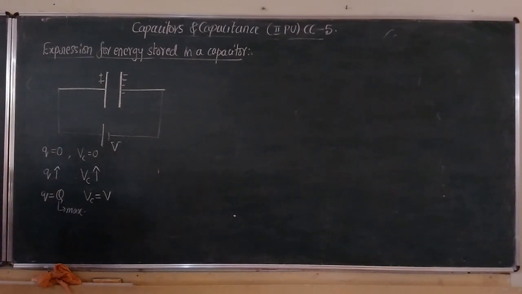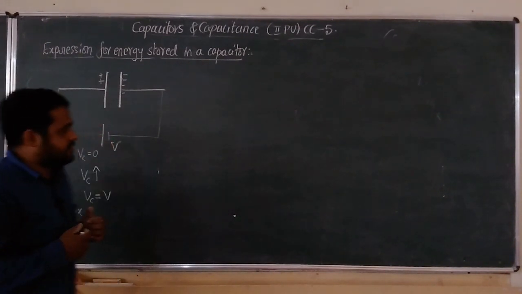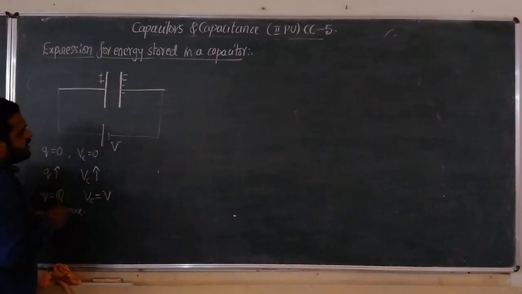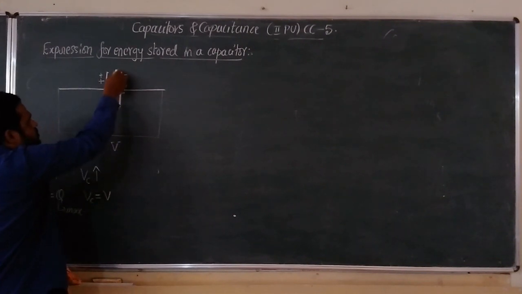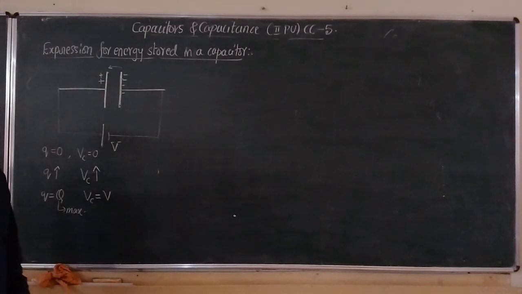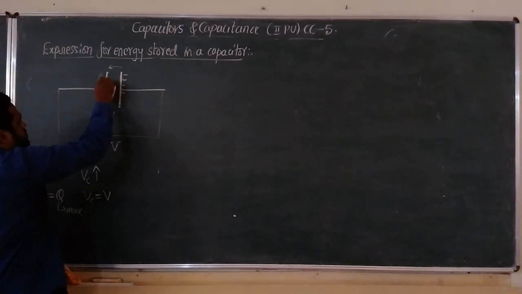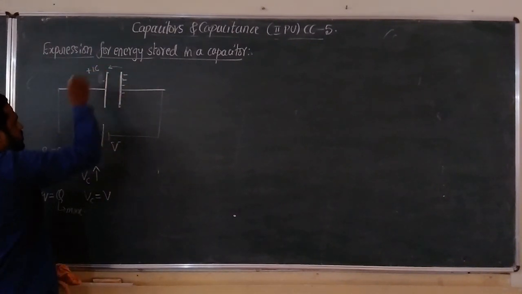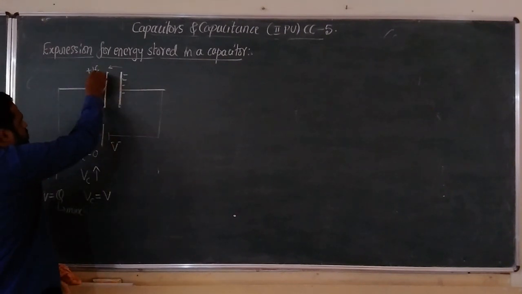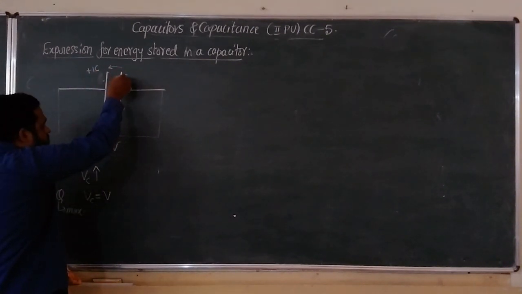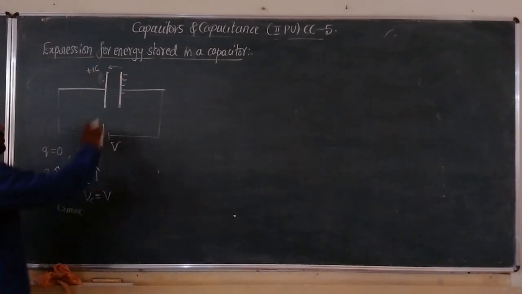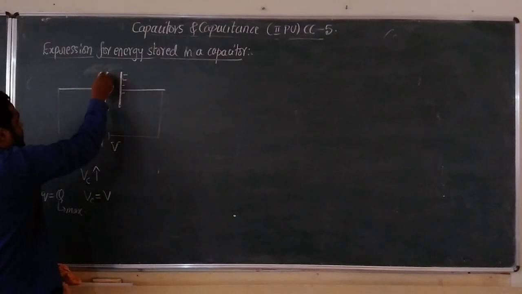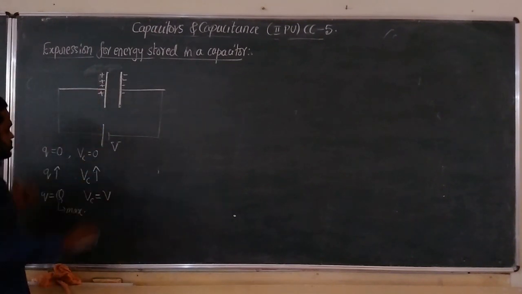Now, the charging process can be explained in other words like this. Charging means the transfer of positive charge from this plate to this plate. If the amount of charge stored in this plate increases by 1 coulomb, we can say that 1 coulomb of charge is shifted from the negatively charged plate to the positively charged plate. Like this also we can explain the charging process, shifting of positive charge from the negatively charged plate to the positively charged plate.